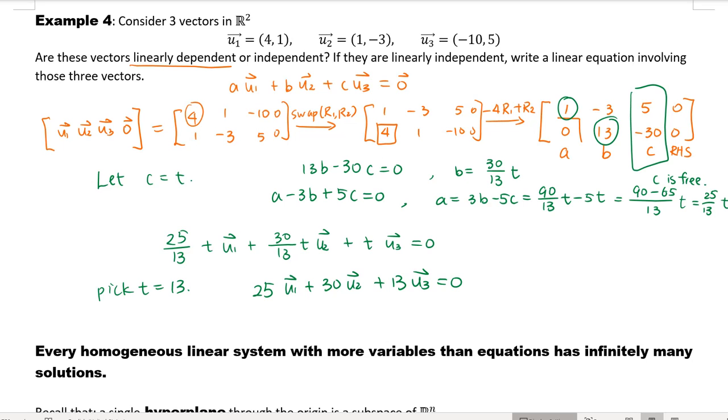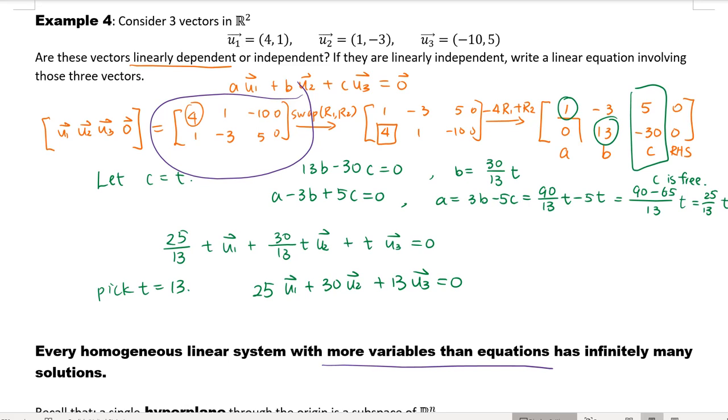Hi everyone, let's continue. Last time we finished example 4. So let's look at the following. Every homogeneous system with more variables than equations has infinitely many solutions. So we call example 4, this is a homogeneous system.